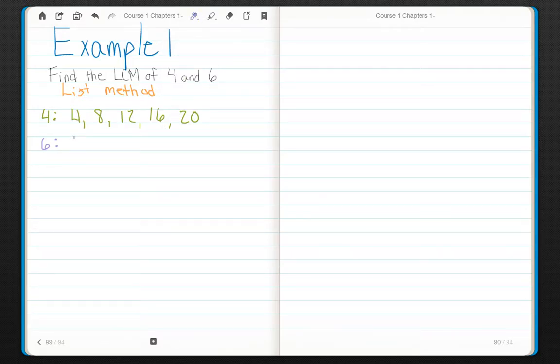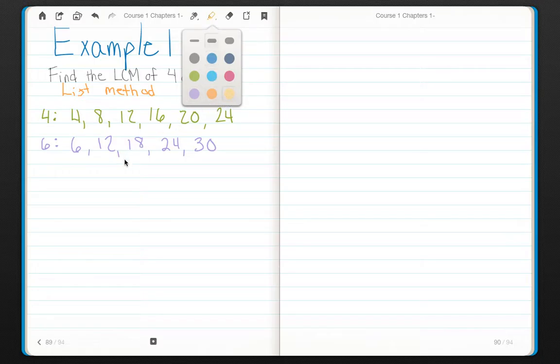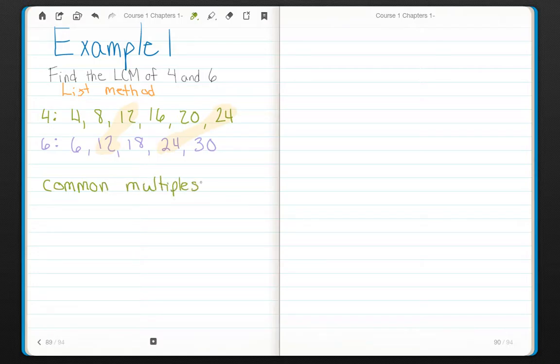If I take 6, I have 6, 12, 18, 24, 30. I'm actually going to do one more in 4 really fast and do 24. So you will notice that 12 and 24 are both considered common multiples. So the common multiples of the ones we've listed so far are 12 and 24.